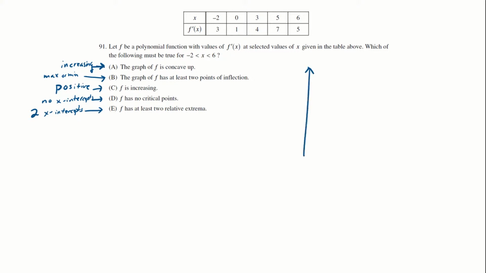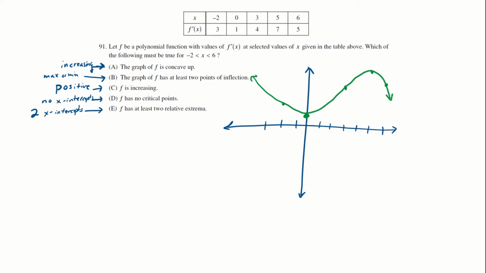Since they are so easy to see on the graph of the first derivative, I would recommend sketching a quick first derivative based on the given values. So we'll do that here. -2, 3, 0, 1, and it can be just an estimate here. That's all we need. 3, 4, 5, 7, a little bit higher, and then 6, 5, back down low. Now, if I want to connect these in the most obvious way, we're going to go like this.